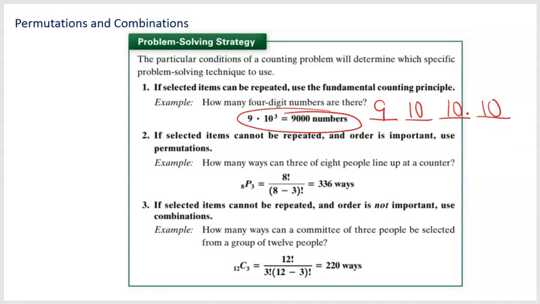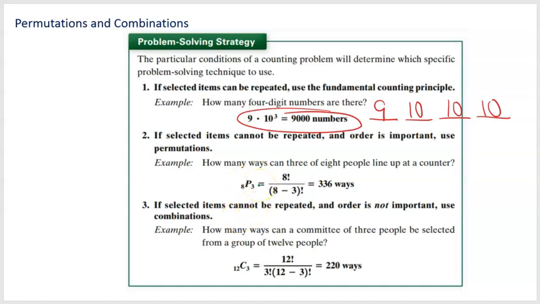Now the second option here, or possibility for your problem, if the selected items cannot be repeated, okay, so you're not reusing, but order is important. How many ways can 3 of 8 people line up to a counter? Okay, or get a picture made, or be president, vice president, secretary. All of those situations, the order matters. And so you would do 8, choose 3.